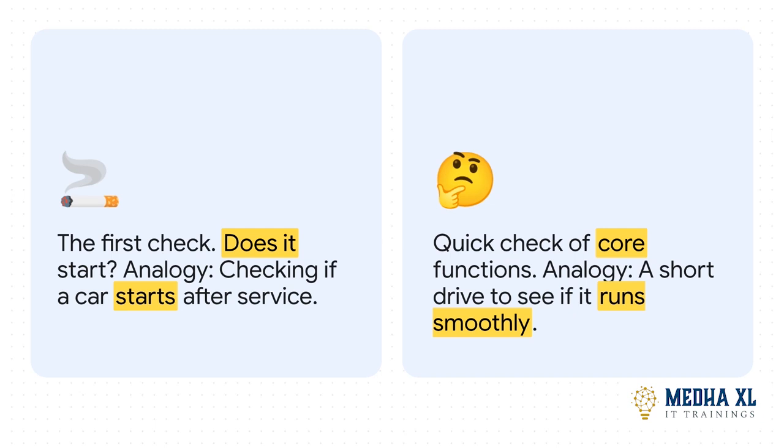A smoke test is basically just turning the key after your car's been in the shop. Does the engine start? Do the lights on the dashboard come on? It's the most basic is-it-alive check. A sanity test, on the other hand, is taking it for a quick spin around the block. You're checking a core function. Do the brakes work? Does the steering feel right? You're not checking everything, just the absolute basics to make sure it's sane.